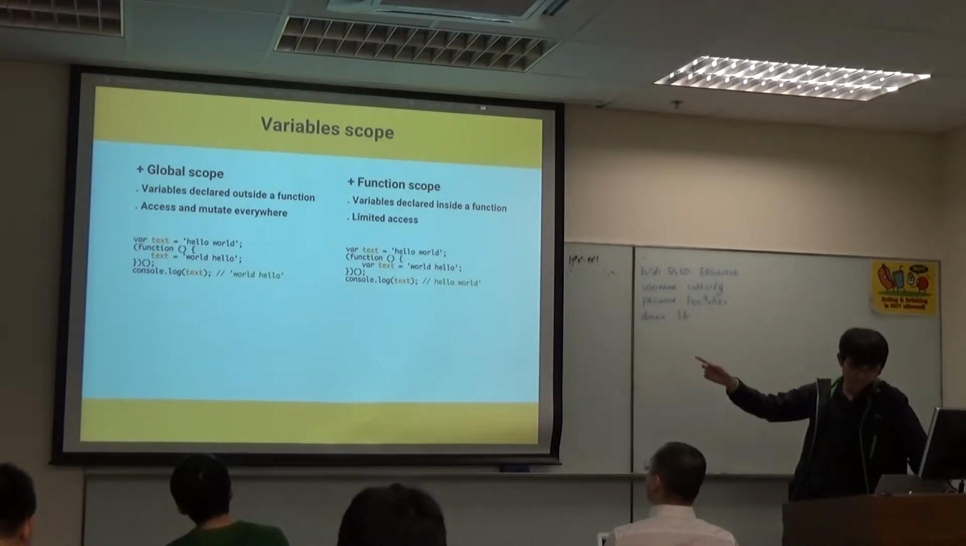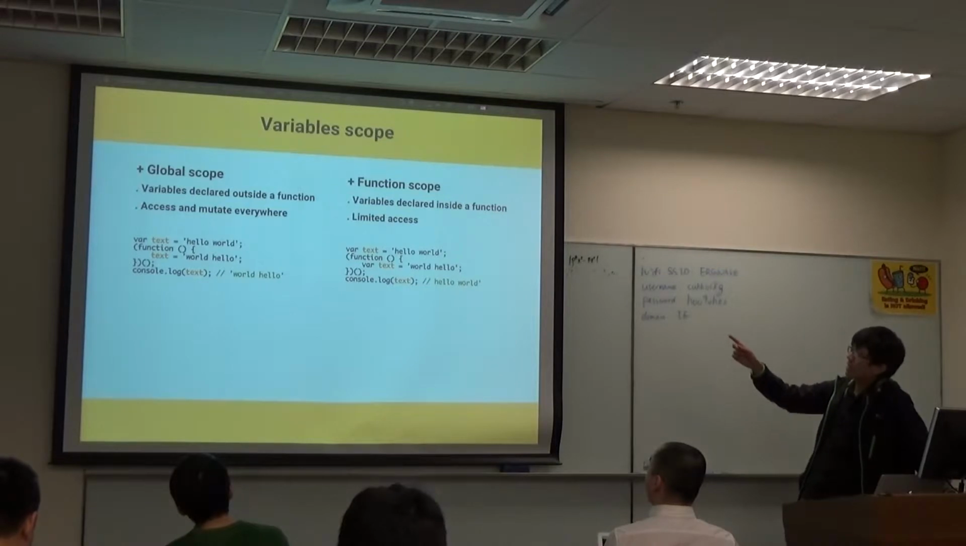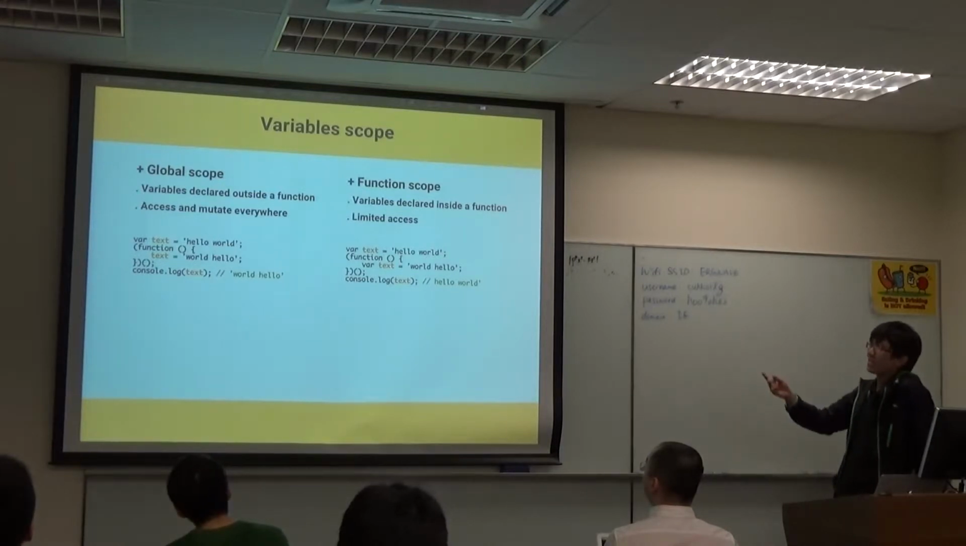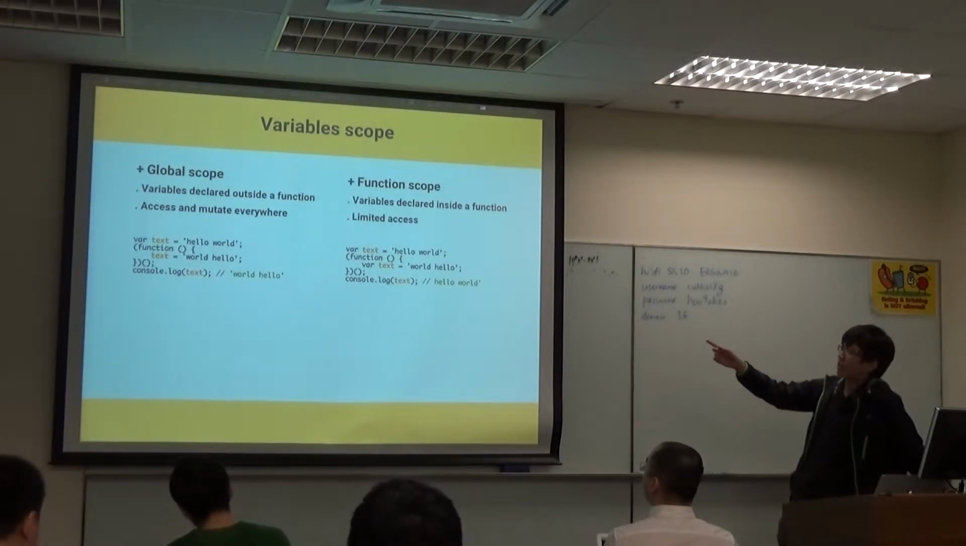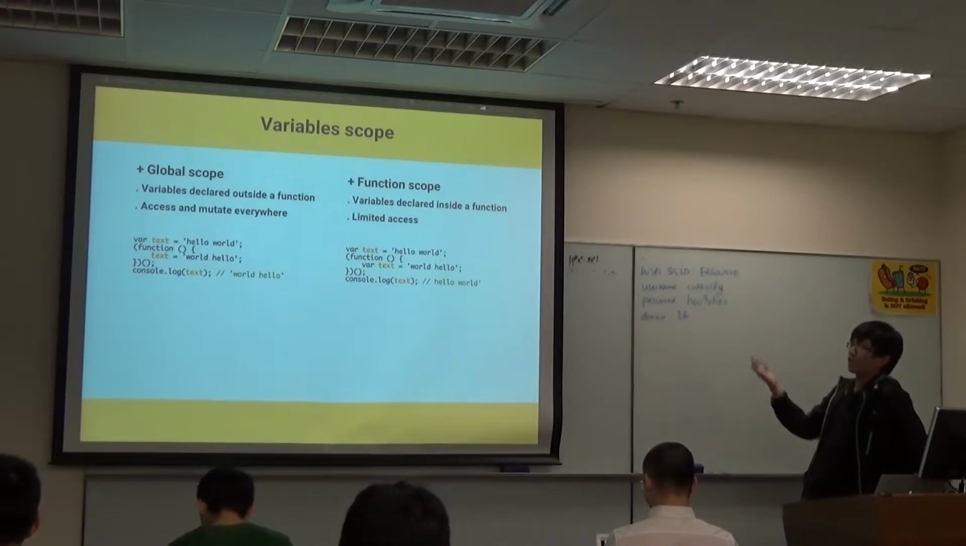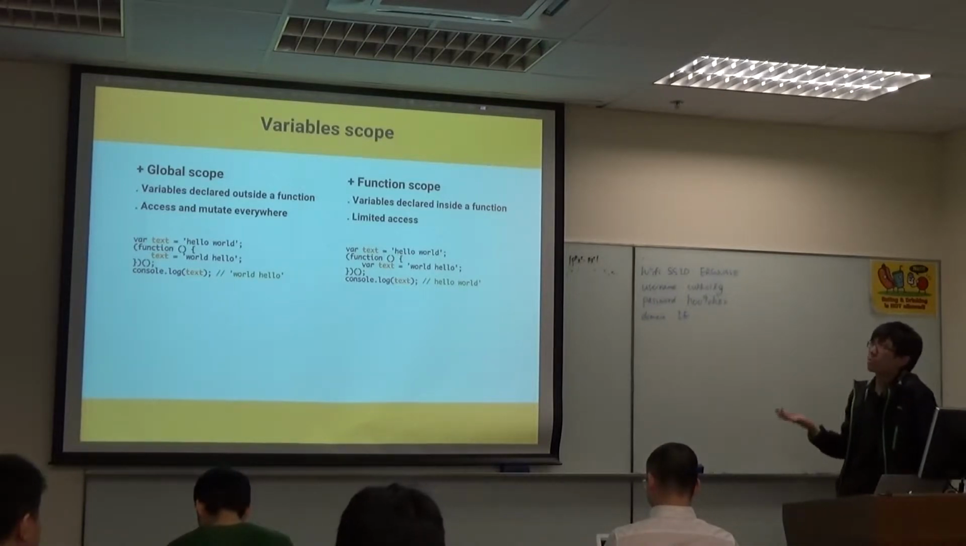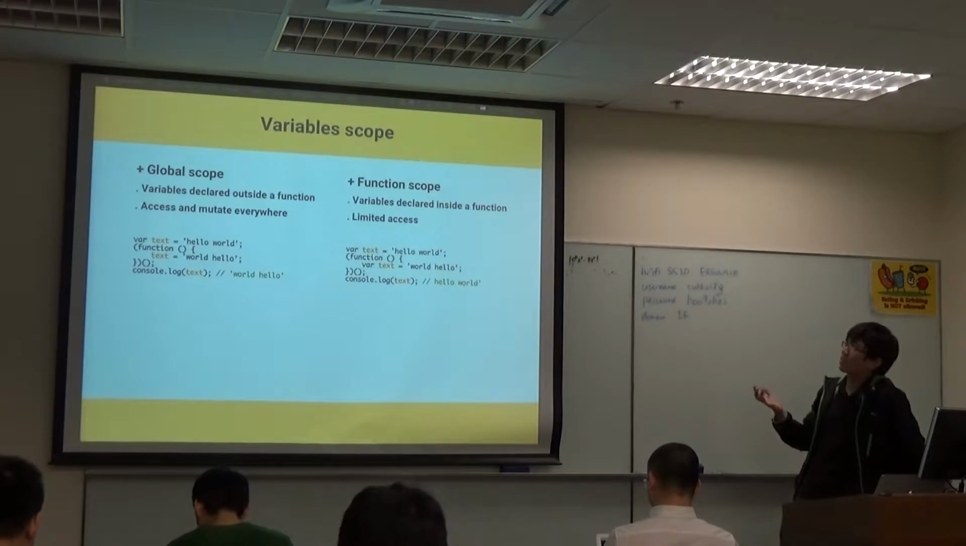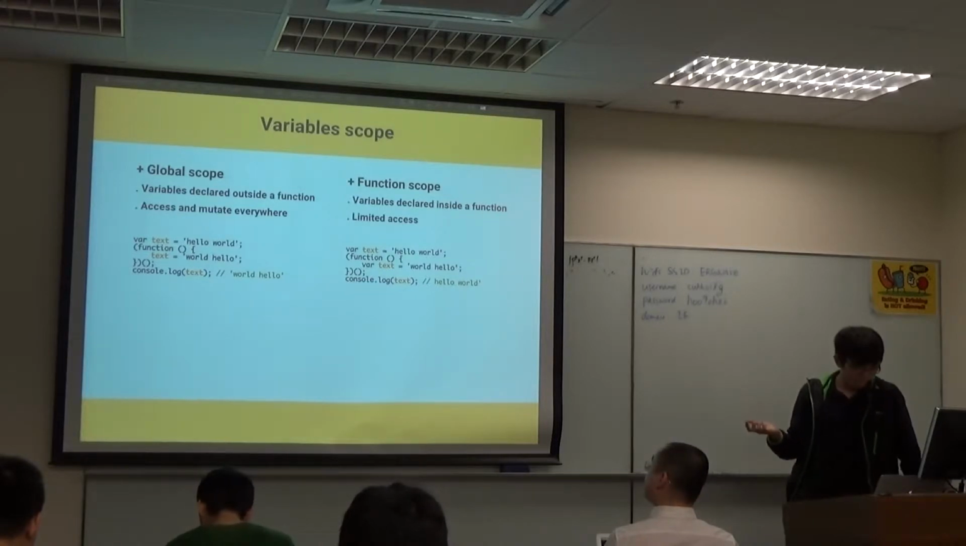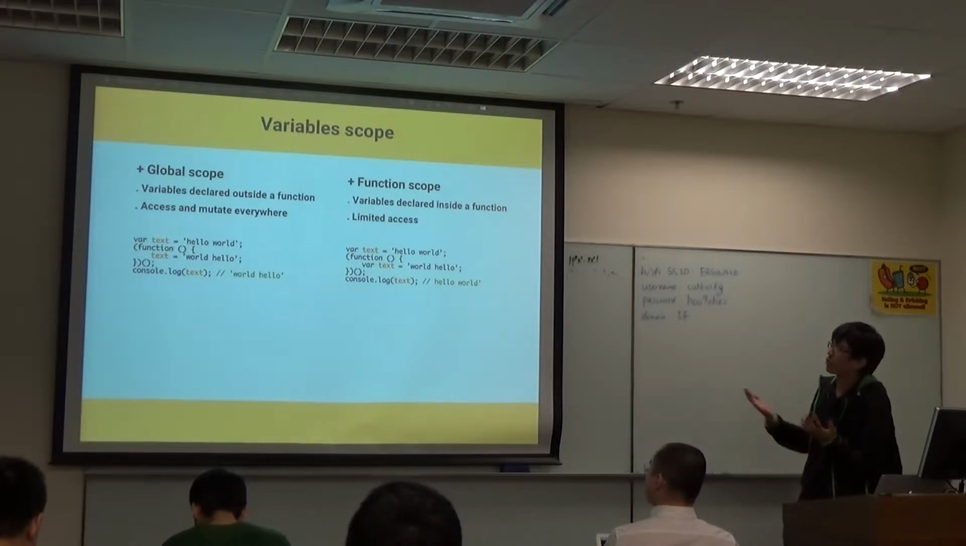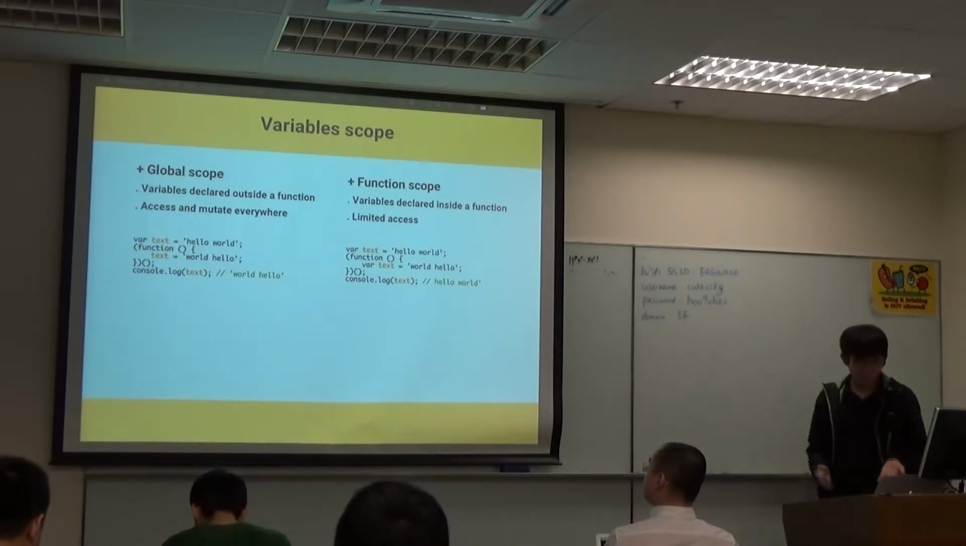On the right-hand side, a variable with the same name is redefined within the function. But you can see that the output is not changed because the variable has what we call function scope. So it shows that a variable has two scopes, which are global scope and function scope.